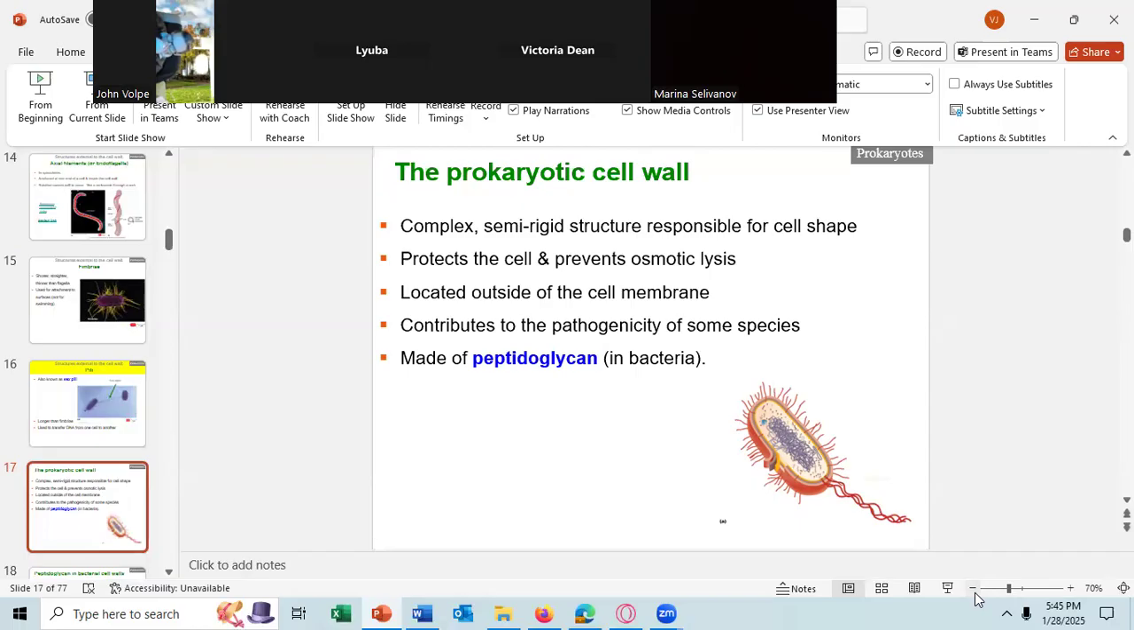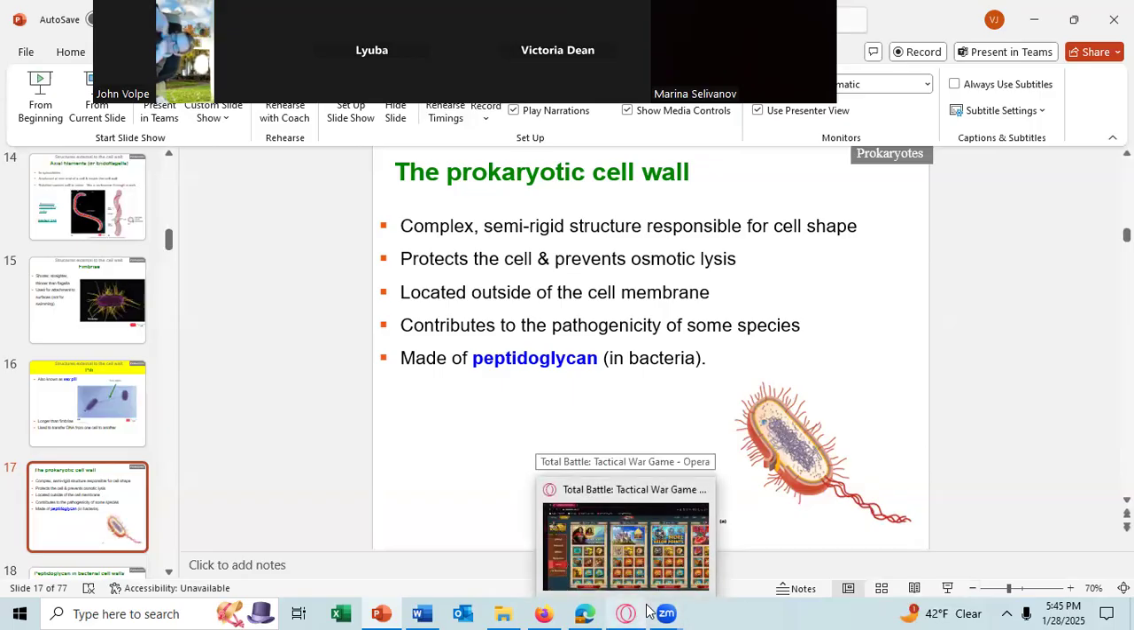And if there wasn't a cell wall, water would just continuously move into the cell. The cell would continuously expand until it could expand no further. And then the water would move into the cell, causing the cell to burst. And then the cell's inside ingredients will spill out and the cell will die.